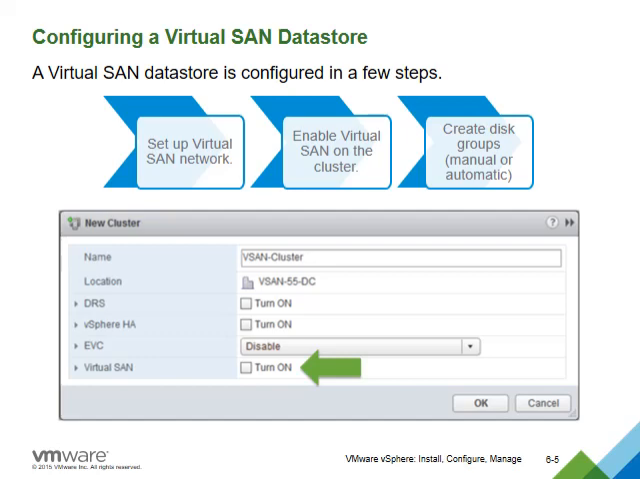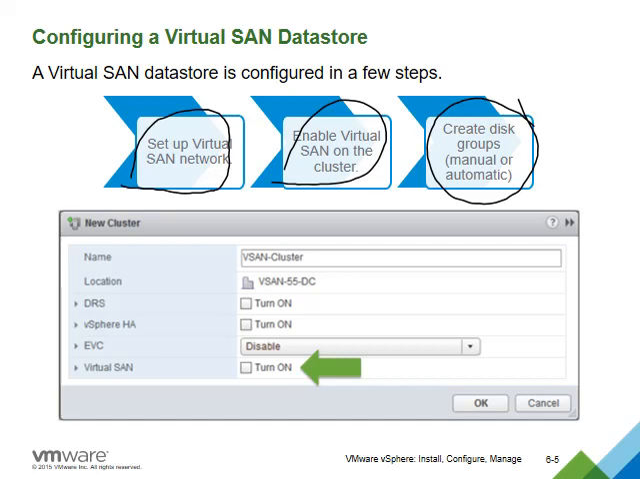Configuring a Virtual SAN data store. We set up the Virtual SAN network, we enable the Virtual SAN on the cluster, and we create our disk groups, and that can be manual or automatic. If the Virtual SAN is configured in automatic, then all the local disks are claimed by Virtual SAN for the creation of the distributed Virtual SAN data store. So all your disks on your ESXi hosts will get used.